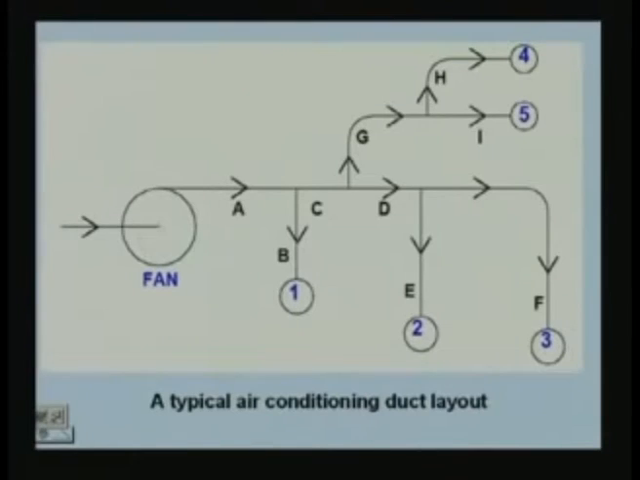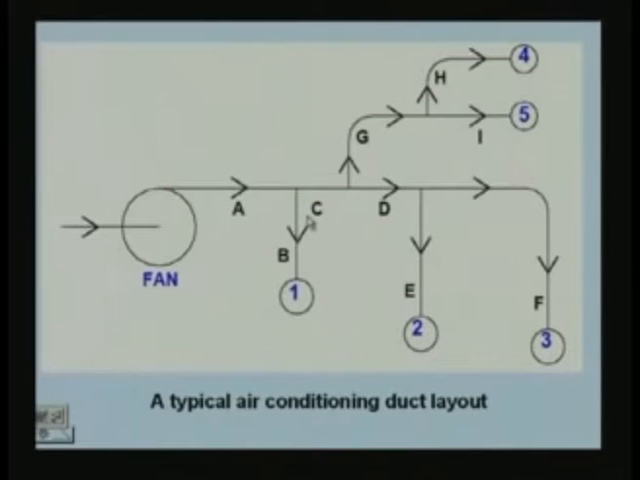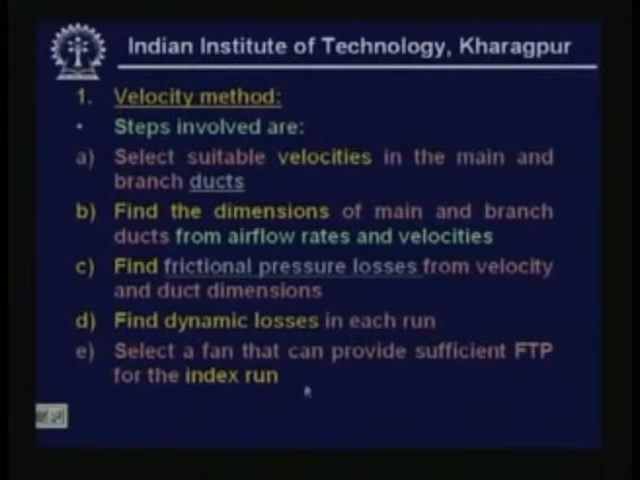So, for example, let us again look at this duct layout. Let us say that our index run is here, like this, that means A to G to H. That means the total pressure drop from this point to this point is the highest compared to the pressure loss in the other duct runs. Then you call this AGH as the index run, because the total pressure loss in this particular duct run is the maximum. So, we have to select a fan which can provide this maximum pressure loss. So, this is the method.